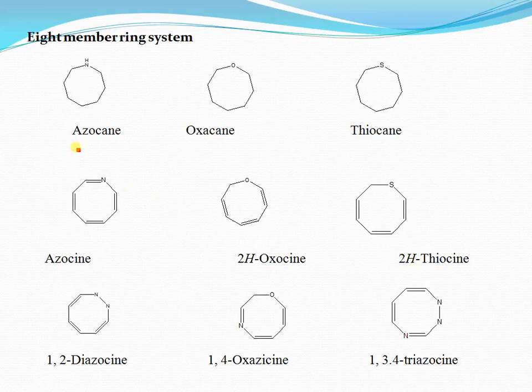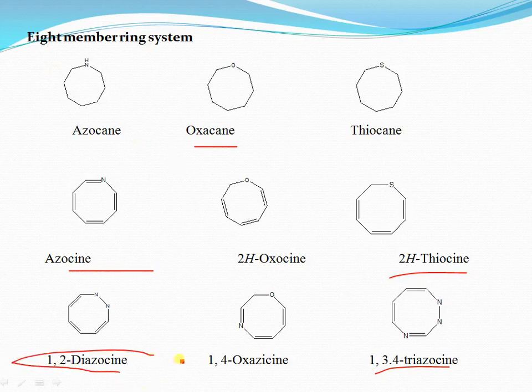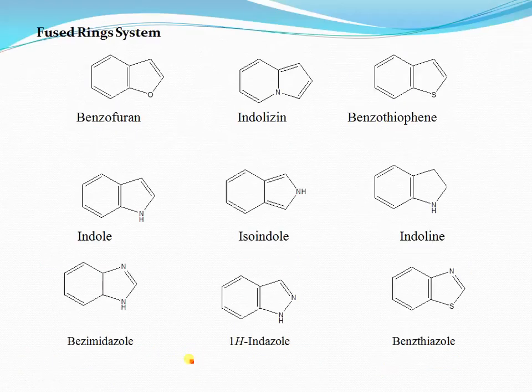Then 8-member: azocane, oxocane, thiocane, azocine, thiocine, 1, 3, 4 triazocine. That's triazocine. 1, 3, 4 triazocine. Cine means it is an 8-member ring system. 1, 2 diazocine, 1, 4 oxazocine. These are the 8-member ring systems. And the last one is fused ring systems.